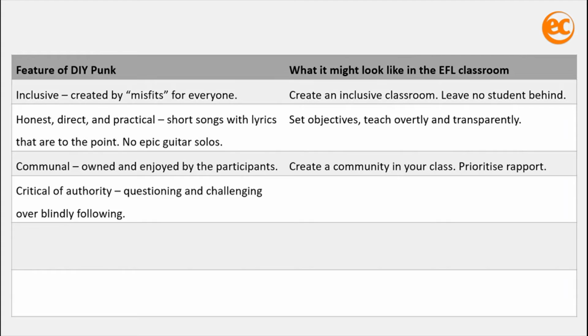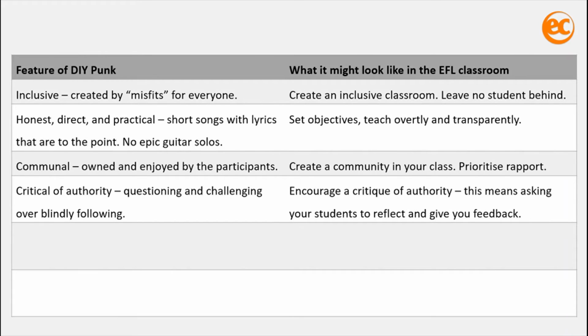So probably the most distinguishable feature of punk music is that it's critical of authority, and it's constantly questioning and challenging instead of blindly following. You could say that many times the punk approach is rebelling without a cause, or maybe promoting the idea that there should be no authority. Here I'm saying that the DIY punk is critical of authority, and consciously so.